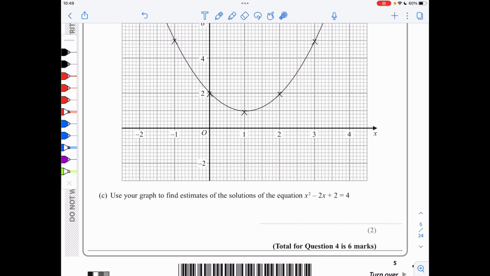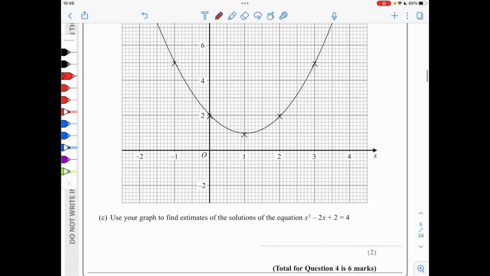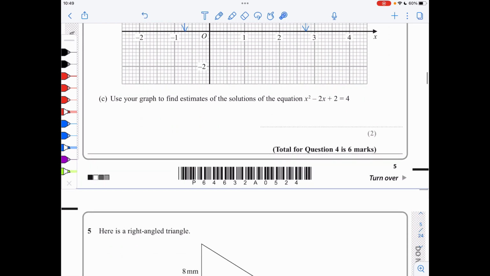So this simply means that we need to draw the line y equals 4 and identify the x values of the points of intersection. So we draw the line here. We go down at the point of intersection just to identify the values for x. And we see that one value here is at minus 0.7 and the other is at 2.7 to 2.8. So we can say that x is minus 0.7 or x is 2.7.